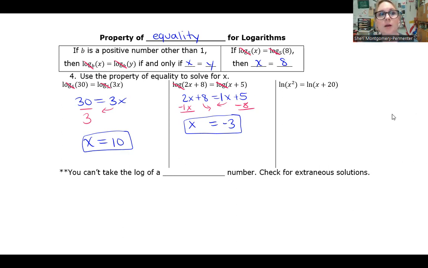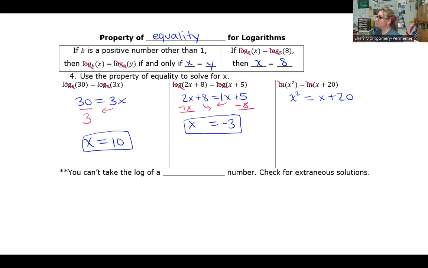For our last problem in this section, this is ln. What kind of log is that? Natural log, and what's the base for natural log? E. These are equal, so we can mark them off and set the stuff equal. So I get x squared is equal to x plus 20.